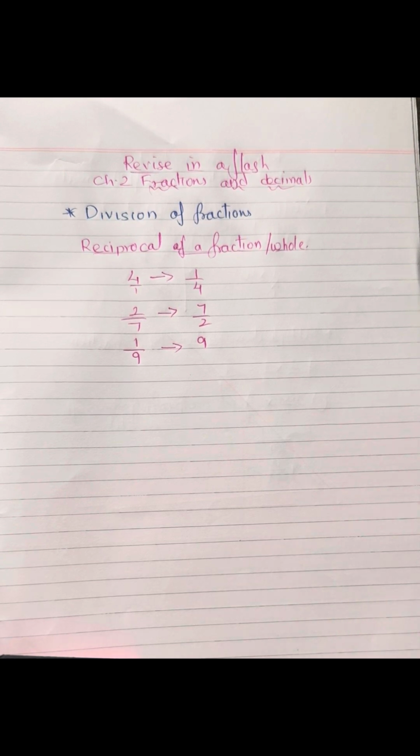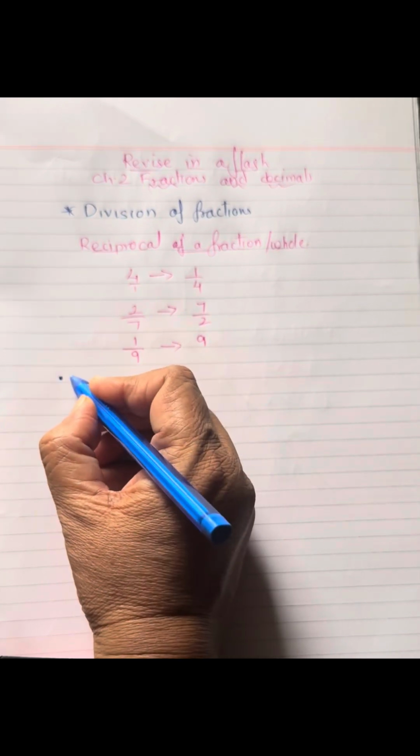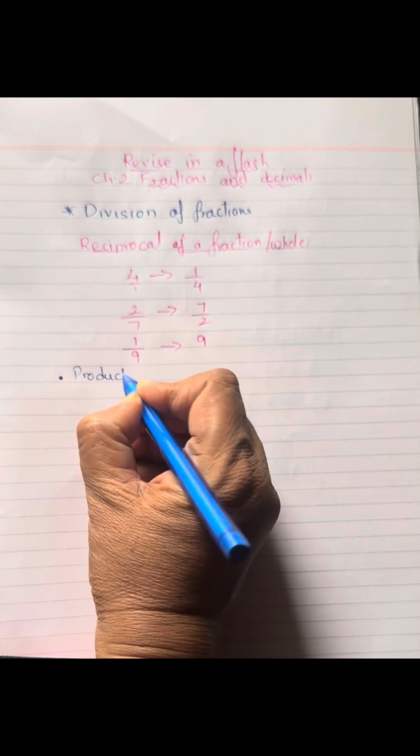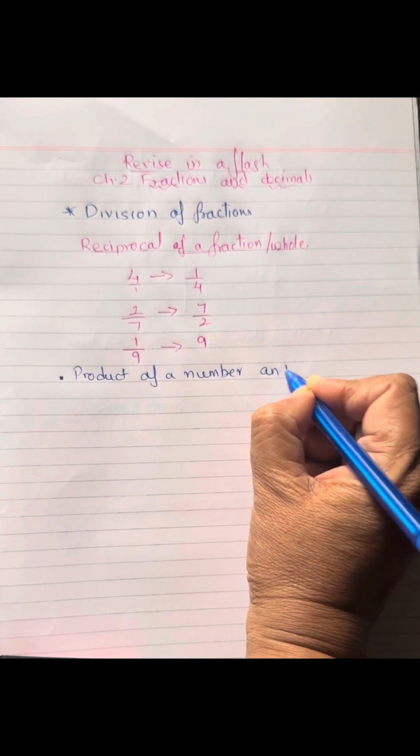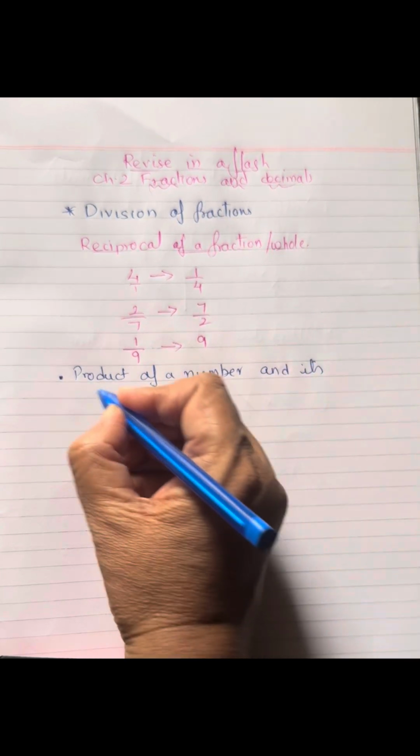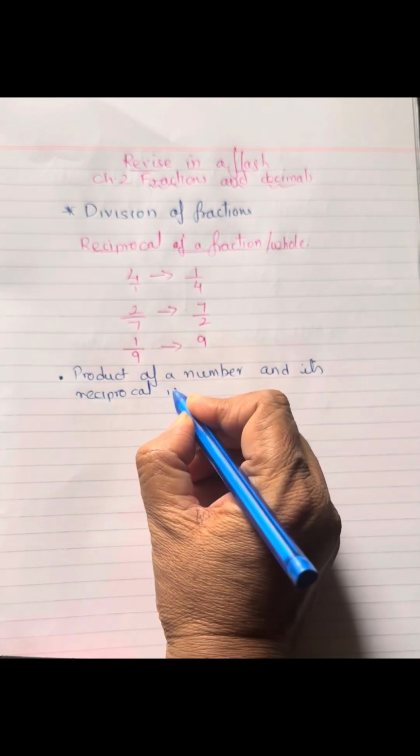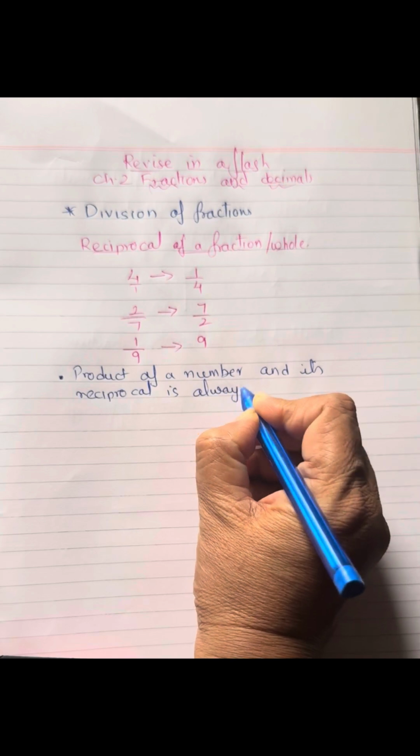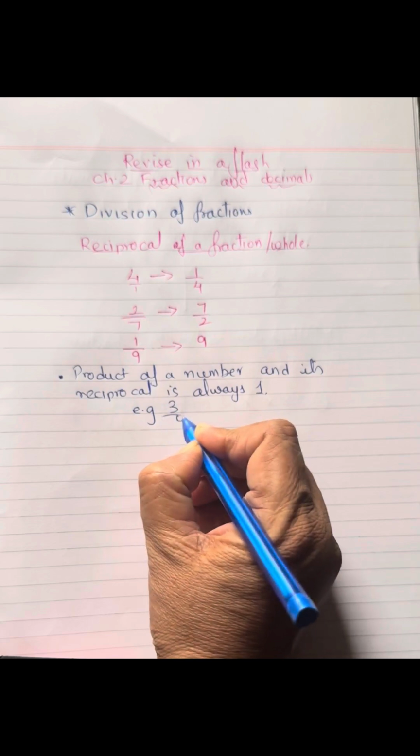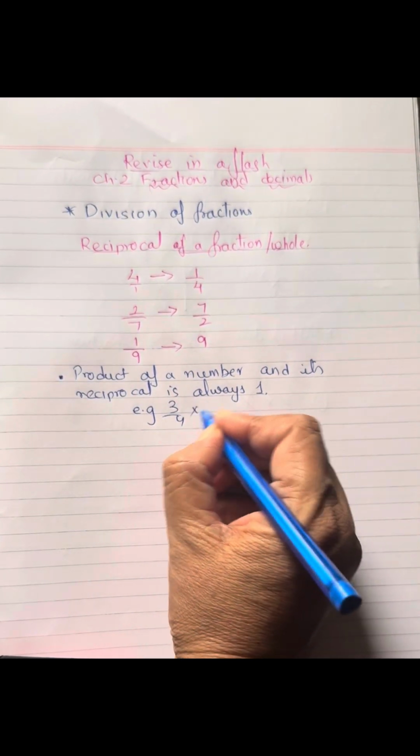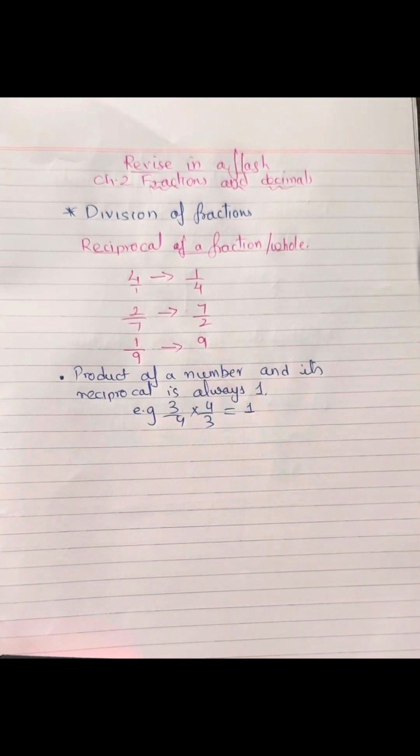Also, you need to remember one very important property of reciprocal: the product of a number and its reciprocal will always be 1. Okay, this is a very important conclusion. I'll just show you with an example. Suppose you have the number 3 upon 4. Its reciprocal is 4 upon 3. So you can cancel 4, 4 and 3, 3. So the answer will always be 1.